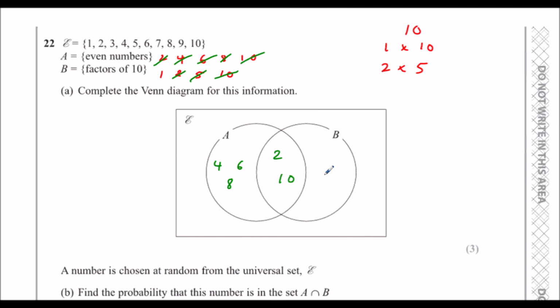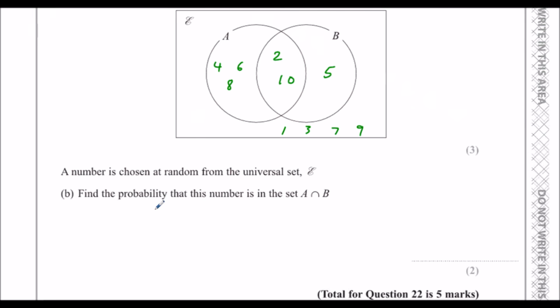B has also got 5. So what's left on the outside? So we've used 4, 6, 8, 2, 10, and 5. So on the outside, we've got 1, 3, 7, and 9. 1, 3, 7, 9. And there should be 10 numbers here. 1, 2, 3, 4, 5, 6, 7, 8, 9, 10.